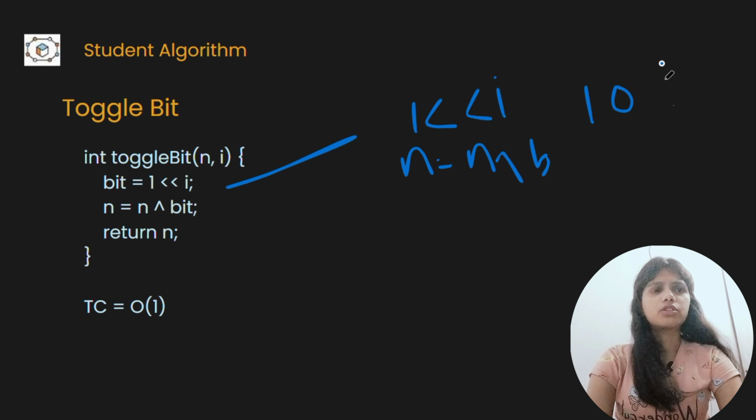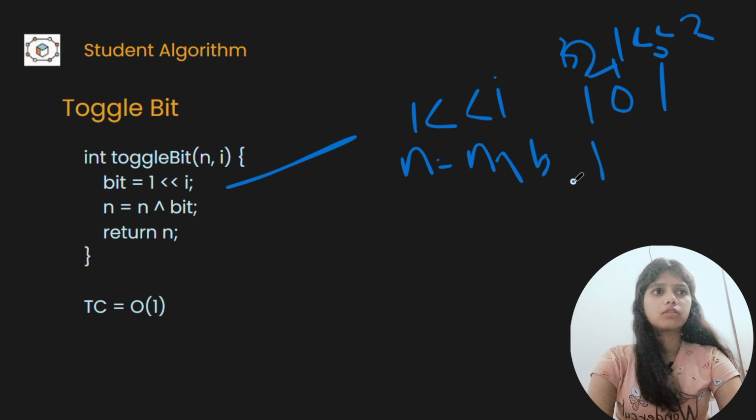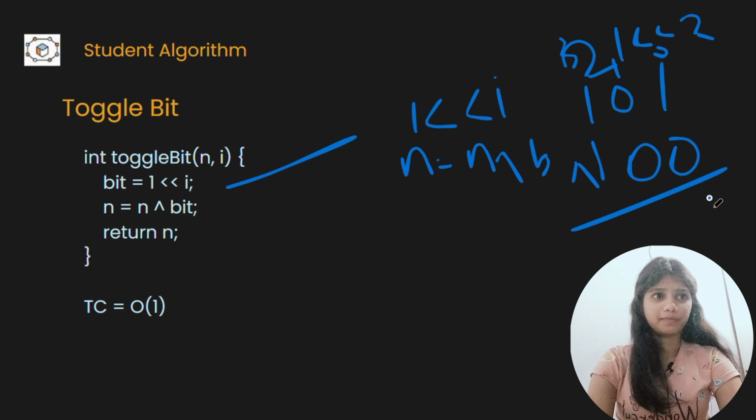And n XOR bit, let's have 1 0 1. Let's consider at the third position we are performing the toggling bit operation. So we are supposed to shift this 1 to the second position, at 0 based index 0 1 2. So now the 1, and then we need to perform the XOR operation. So after performing the XOR operation, what will we have? 1 XOR 1 will be 0, 0 XOR 0 will be 0, and 1 XOR 1 will be 0. So we got this. We have 1 which is converted into 0.